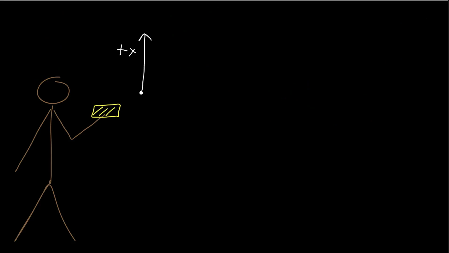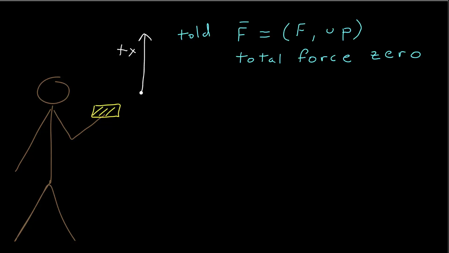Consider now a person holding a book aloft. We've established a coordinate system with a positive x up. Now we're told that the person is exerting a contact force on the book that has some magnitude F that is up, and the total force on the book is 0. Well, what are the forces on the book? Well, we know there's a contact force. It has a magnitude F, and given our coordinate system, it is in the positive x direction.